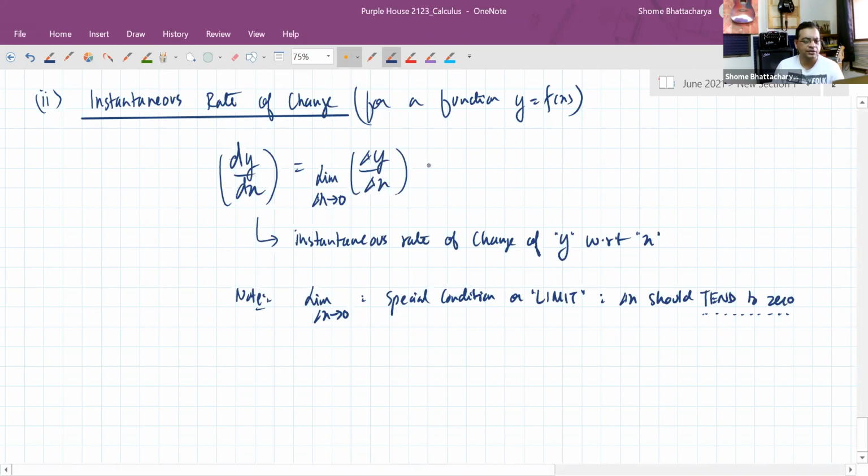So how do we calculate it? We calculate it by applying this definition: if I change x by delta x, how much is y changing by? Y is changing by the value of the function at x plus delta x, minus the value of the function at x, the whole thing divided by delta x.